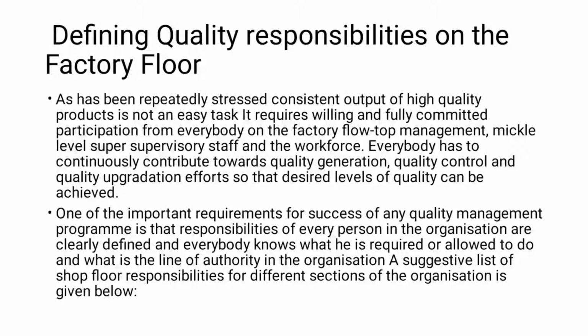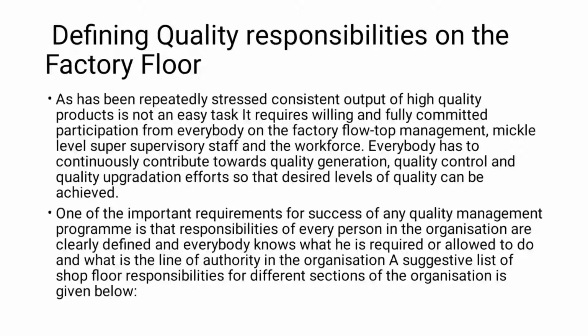So the first point here is, as has been repeatedly stressed, consistent output of high quality product is not an easy task. So what does the first point tell us? The consistent output of high quality product is not an easy task. Okay, so the output of any industry, any factory, cannot be consistent in each period. It varies because of some reasons like factory conditions, worker conditions, their allowance. Because if they take more allowance, then the production will be less. So these are some of the factors which affect that.